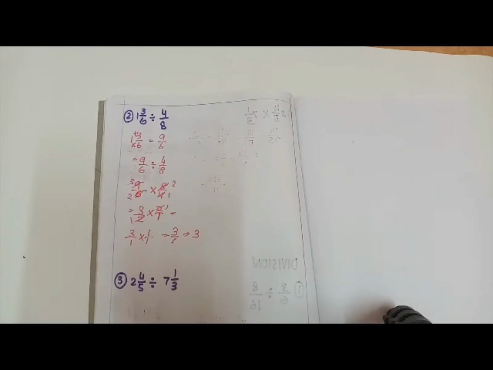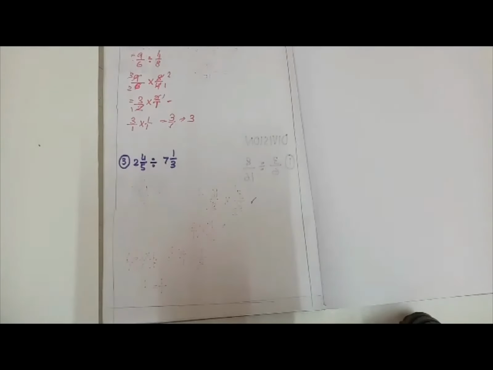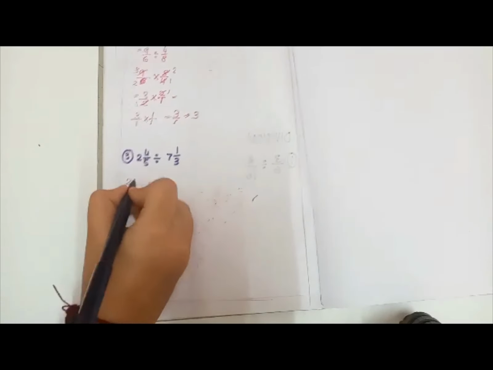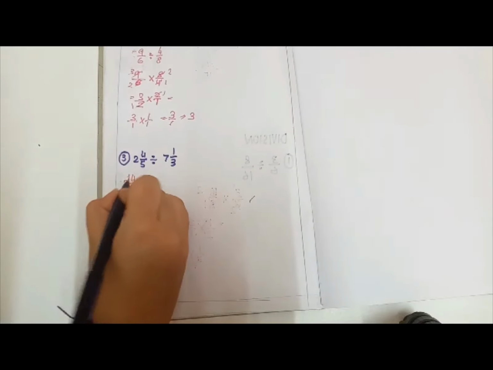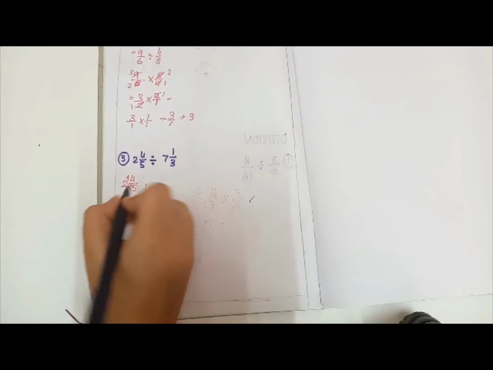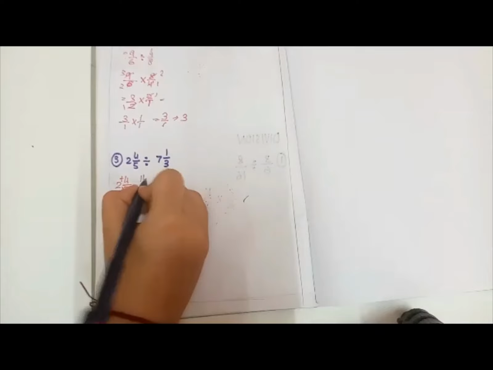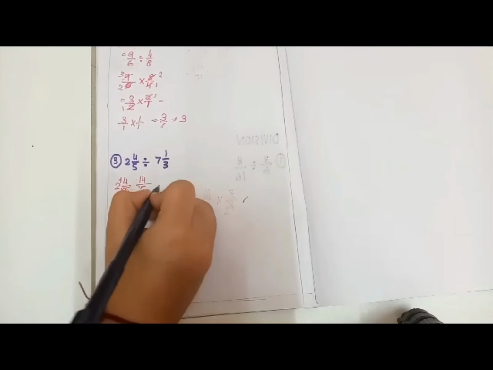Now let's see what. So our third sum is 2 4 by 5 divided by 7 1 by 3. Both of them are mixed fractions, and as you know, we cannot add, subtract, multiply and divide mixed fractions. So we have to convert it into an improper fraction. 2 4 by 5: 5 into 2 plus 4. 5 into 2 is 10. 10 plus 4 is 14, with the same denominator, 5.